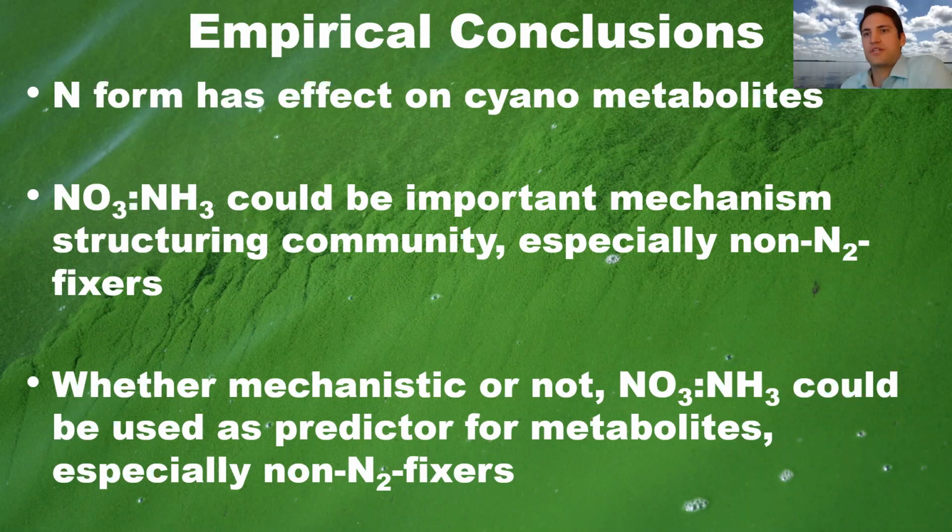Maybe it is also driving some community composition changes, especially for the non-N2 fixers, I'm sorry, right? Something is happening there with ammonia and these cyanobacteria that cannot fix nitrogen. Whether it's mechanistic or not, which we're going to test in the next part, it at least could be used as a predictor to say, look, this is when you can expect a lot of these metabolites.